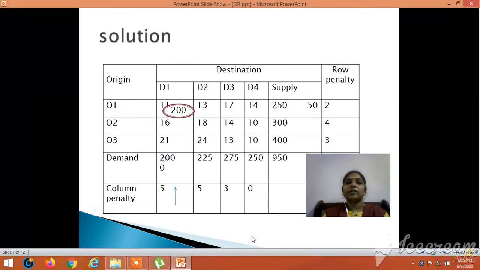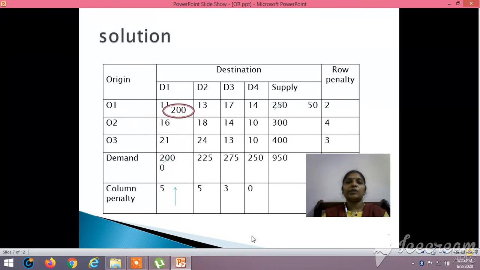Then we calculate the column penalty in the same way. The first column has 11 and 16, the difference is 5. Then 13 and 18, 5. Then 14 and 13, 1 in the third column, then 10 and 10, it is 0. So the row penalties are 2, 4, 3 and the column penalties are 5, 5, 3, 0. Here you have to choose the highest value. The highest is 5 in the D1 column and 5 in the D2 column, so you can choose either the first or the second.